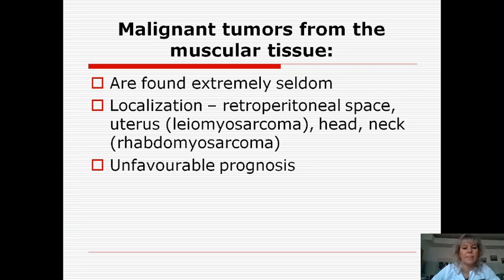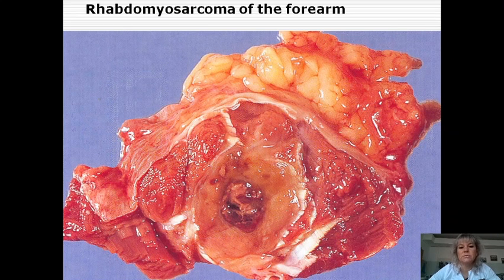Malignant tumors from the muscle tissue are found extremely seldom. Localization: retroperitoneal space and the uterus, leiomyosarcoma; the head and the neck, rhabdomyosarcoma, and unfavorable prognosis. In this photo, you can see rhabdomyosarcoma of the forearm.